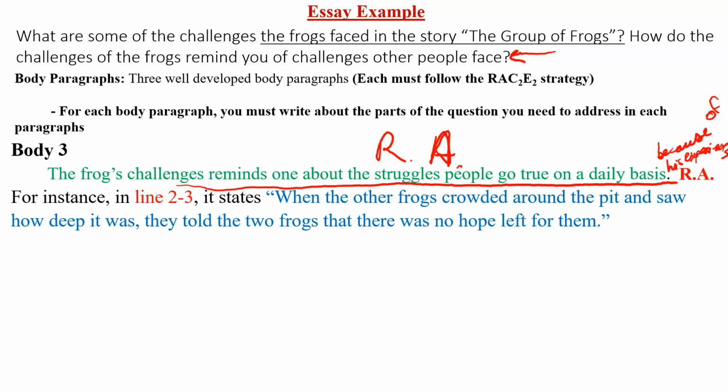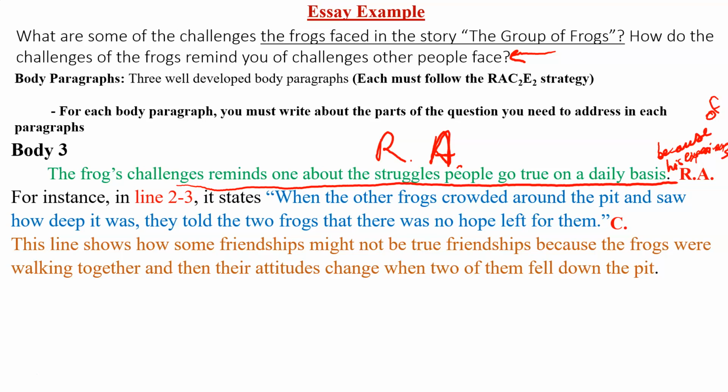For instance, in lines 2 to 3 states, when the other frogs crowded around the pit and saw how deep it was, they told the two frogs that there was no hope left for them, right? And so I have to explain, how does this remind? I choose an evidence, but I also explain, how does it remind you of the struggles people go through? There's a struggle right there. I already talk about these struggles. The frogs crowd around the pit, discouraging them is a struggle to keep going when people are discouraging you.